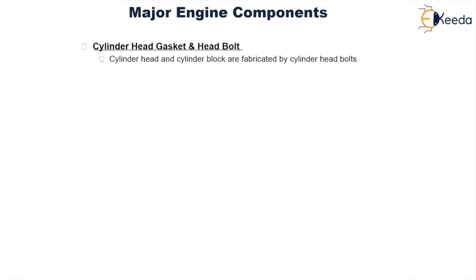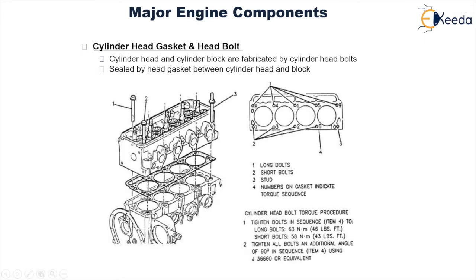Cylinder head and cylinder block are joined by cylinder head bolts, and they are sealed together by the head gasket between the cylinder head and the block. This is an example of a head gasket. And these are the bolts which serve as the joining points between the cylinder head and the cylinder block, and in between over here we can see the gasket.